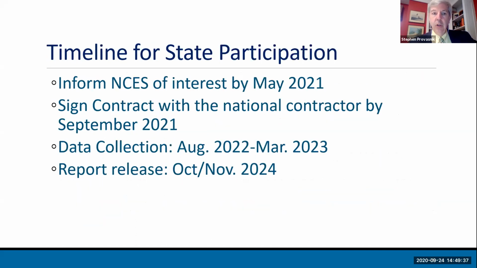The timeline here, just quickly summing up: any state that would be interested in participating should inform NCES of their interest by next May. They would need a contract signed with the contractor, Westat, by September 2021. The national data collection would then begin in August of 2022 and run through March 2023. Again, the final report would be released in the late fall of 2024.